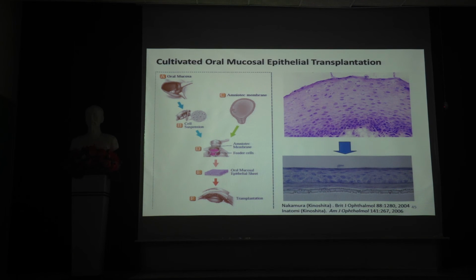So we try not to use much steroid. In this case, we have to stick to autologous tissues. So we take a small piece of oral mucosa, and we create cultivated oral mucosal epithelium, the cell sheet obtained from his or her own oral mucosa.